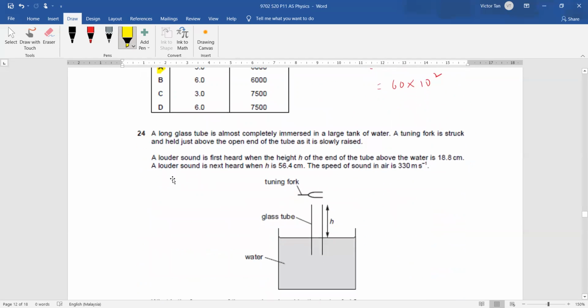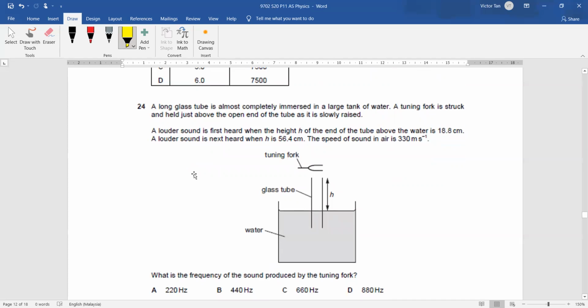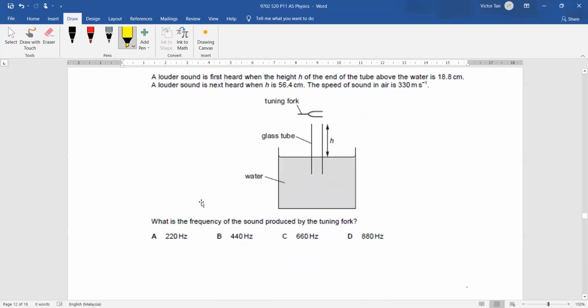A long glass tube is almost completely immersed in a large tank of water. A tuning fork is struck and held just above the open end of the tube as it is slowly raised. A louder sound is first heard when the height h of the end of the tube above the water is 18.8 cm. A louder sound is next heard at 56.4 cm. Speed of sound in air is 330 meters per second. What is the frequency of the sound?